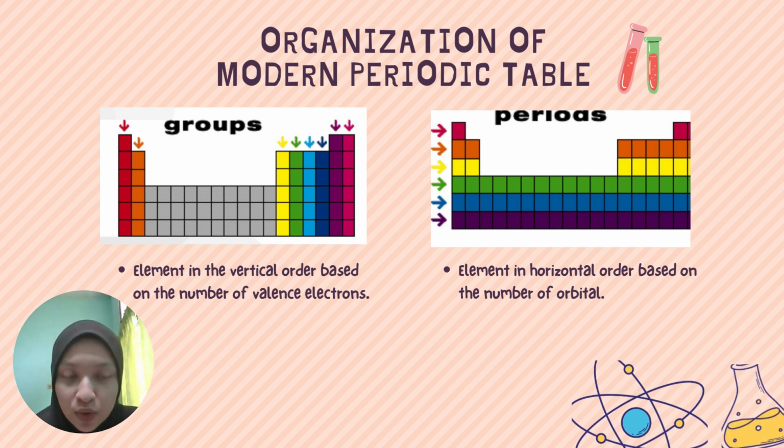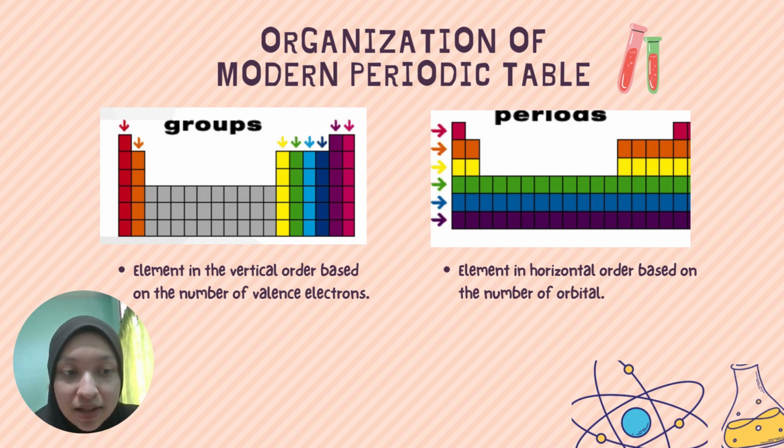What is a group? What is a period? Okay, now look at the groups. The vertical columns in the periodic table are called groups or families. Elements in the same group share similar chemical properties because they have the same number of electrons in their outermost energy level. So what about periods?